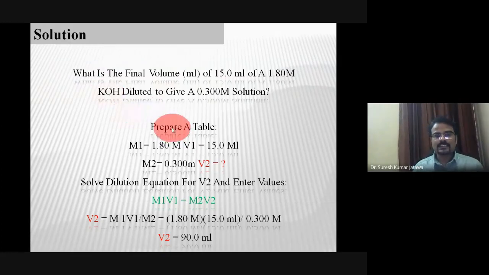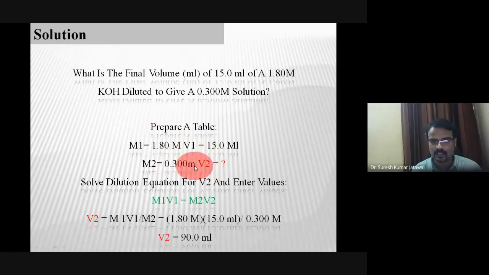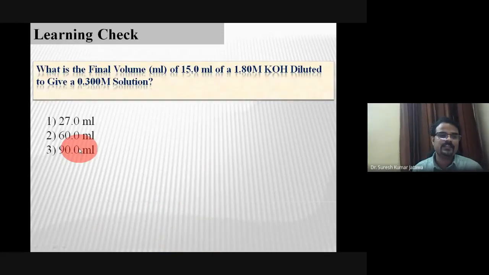So given is M1 is 1.8 molar, and you are taking 15 ml. That is V1, and M2 is 0.3 molar. So what will be the volume? So volume you have to calculate. When putting all these digits in the equation M1 V1 equals M2 V2, by calculating, the V2 comes to 90 ml. So the 90 ml is your answer.